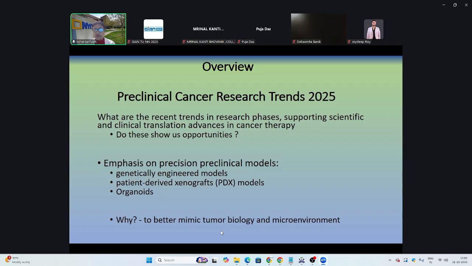And so why are we doing this? Because we're trying to mimic or copy, okay, we're trying to copy the tumor biology, and we're trying to copy the microenvironment. Where's the microenvironment? In the animal models. The animal models give you a tumor with a surrounding microenvironment. Okay, organoids maybe not.